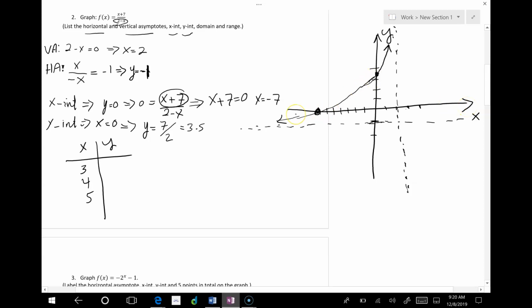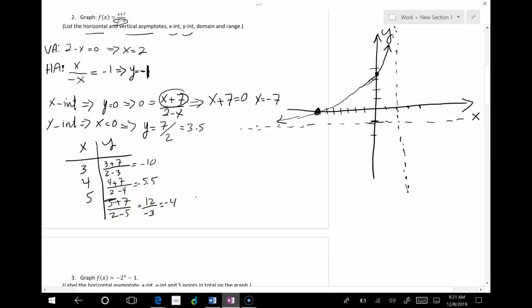You can just say 3, 4, 5, whatever points you want. So you have 2 points so far, you need 3 more. So that would be 3 plus 7 over 2 minus 3. That is negative 10. Then you have 4 plus 7 over 2 minus 4, negative 5.5. And then 5 plus 7 over 2 minus 5, that is 12 over negative 3, which is negative 4.